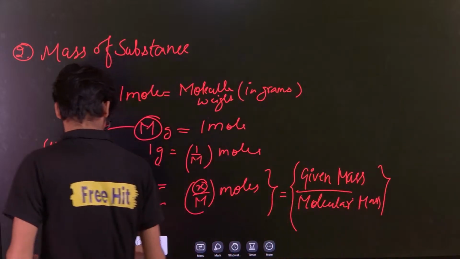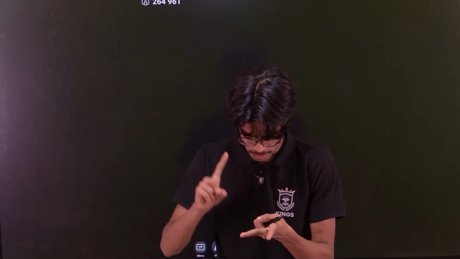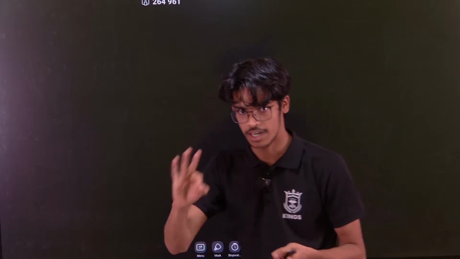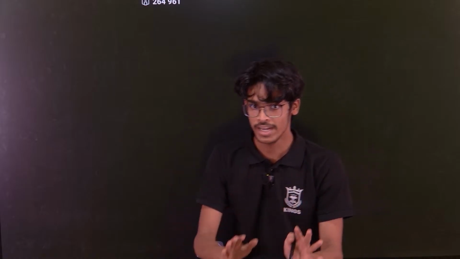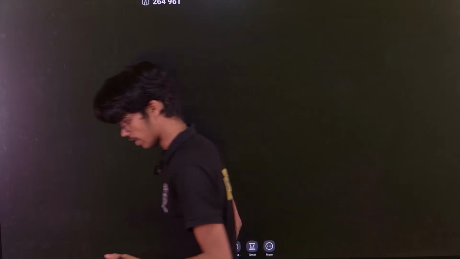Now let's start. So we studied how to find the number of moles from the number of particles and from the mass of the substance. Now the third way. The third way is finding the number of moles from the volume. Sir, volume. Okay, this is a new thing.